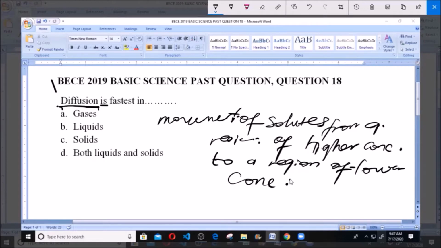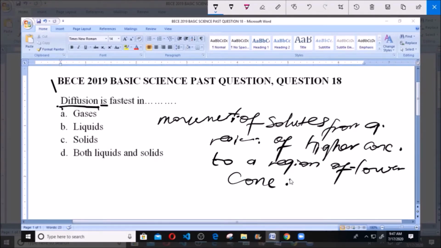Take for instance, when you put potassium permanganate in water, what happens? The water begins to turn purple, but it doesn't just become purple suddenly. It becomes purple gradually from the top, and then it will now diffuse down to the bottom. Then in a short time, you notice that the entire water becomes purple. This is as a result of diffusion.